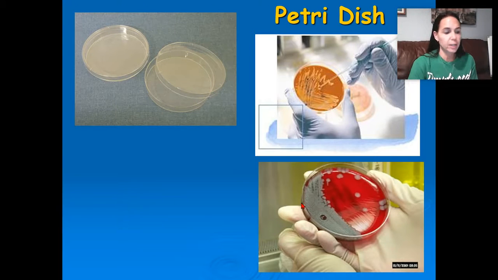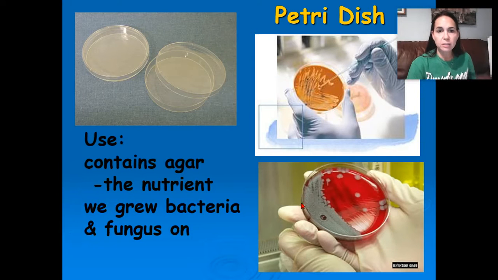A petri dish is the next one in your notes, and this is used to grow bacteria. So why would anybody want to grow bacteria? When you go to the doctor and they take a swab and they put it in the back of your throat and they put it on a petri dish, which contains something called agar, which is a nutrient. If bacteria grows, then it means you have a bacterial infection. So it's used to check if somebody has an infection or if there's bacteria on a surface.